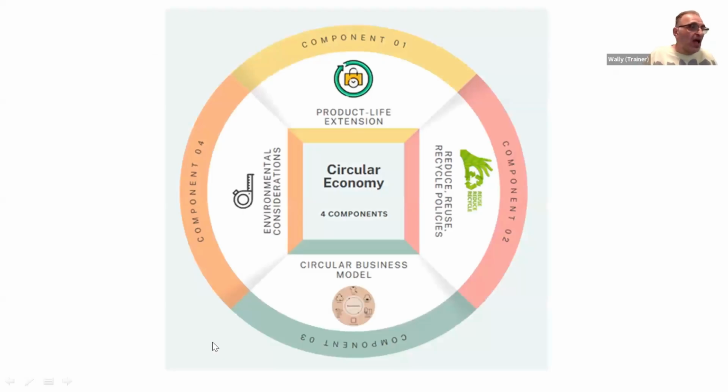Let's look at component one of the circular economy. Component one is to extend product life. Component two is to reduce refuse and recycle materials, introducing recycling policies. Component number three is a circular business model, which allows the product to go out, be used, and at the end can be recycled and used again. Handphones, cars. Component number four, environmental considerations. By doing all this, we're protecting the environment.